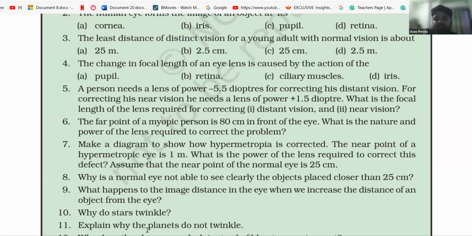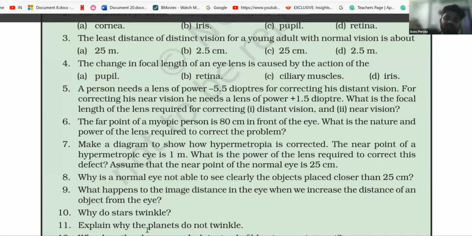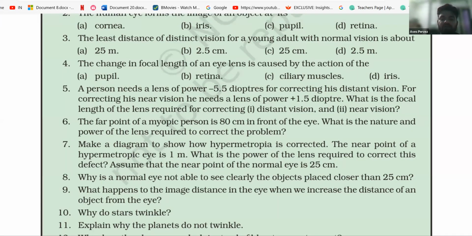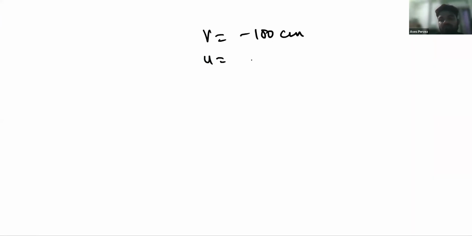What is the power of the lens required to correct this? Assume the near point of the eye is 25 centimeters. If it is not given, then you have to assume that it is 25 centimeters. Got it? Then 1 upon f is equal to 1 upon v minus 1 upon u. Using this formula, do this one.